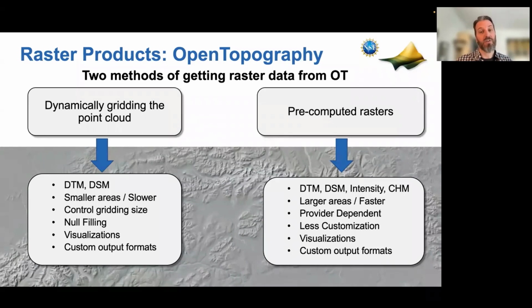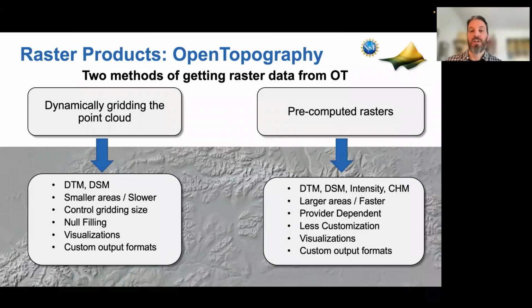On the plus side, you have a lot more control and customization of the grid that you're creating. So you can control that cell size. If the data is a very dense data set, you might want to do a 50 centimeter grid or something like that. You also can control the null filling. If you do a smaller grid, you can sort of fill in areas where there's no data. And with both cases, there's visualization and custom output formats available, but I'll talk about that in the demo.